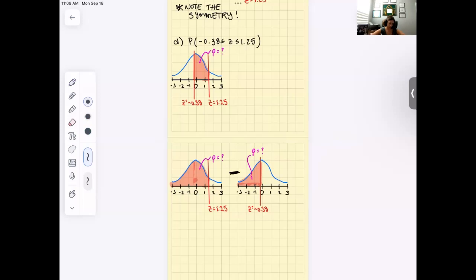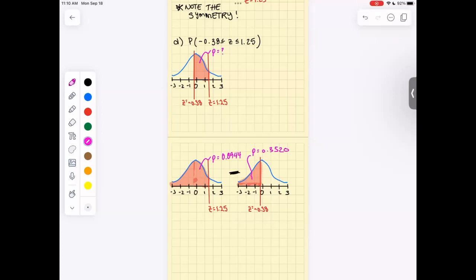So go ahead and use your table. Tell me what you get for the probability of Z is 1.25. .8944. Do the same for Z is negative 0.38. .3520. Now what? We need to subtract this from each other. Very good. You're just going to subtract them.